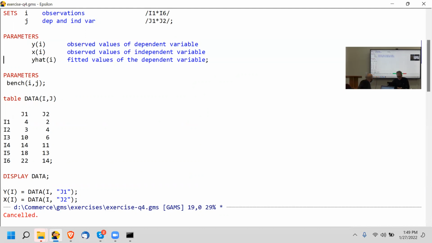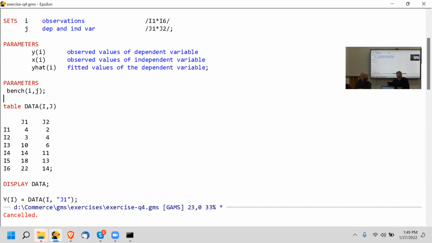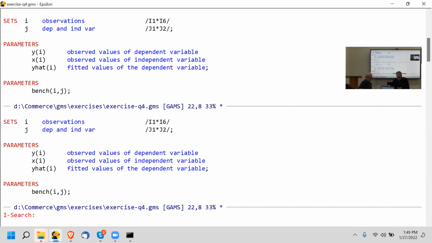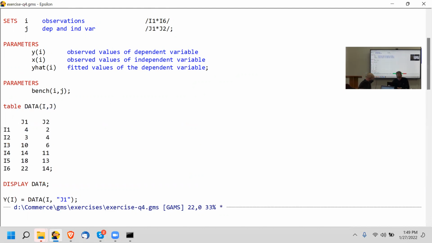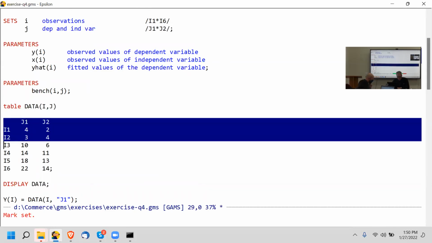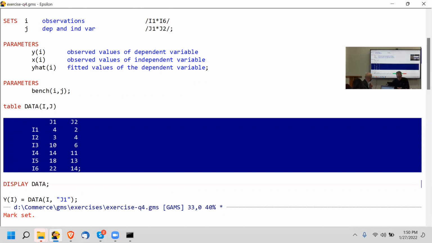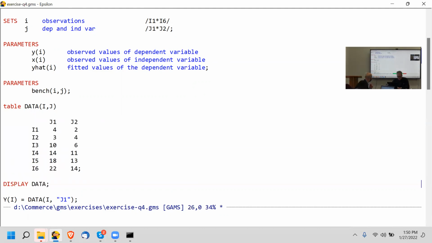Okay, so now all I'm doing here is just lining that stuff up. There's the benchmark. Variables are uppercase, parameters lowercase. So this has the variables J1 and J2. I don't know why Jim likes this. I think I'd rather have that be observations.